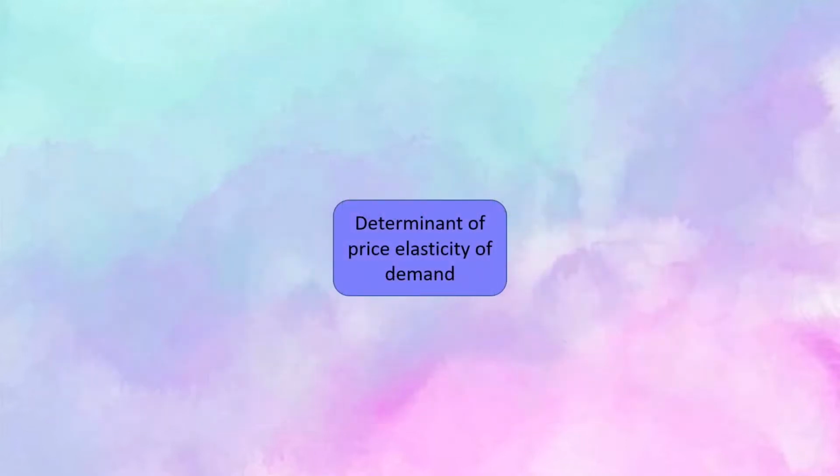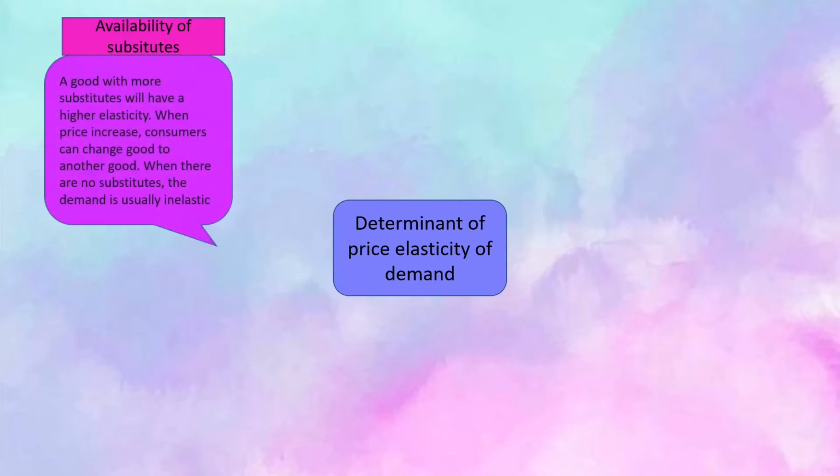Next, determinants of price elasticity of demand. First, availability of substitutes. A good with more substitutes will have a higher elasticity. When the price increases, consumers can change from one good to another good. When there are no substitutes, the demand is usually inelastic.